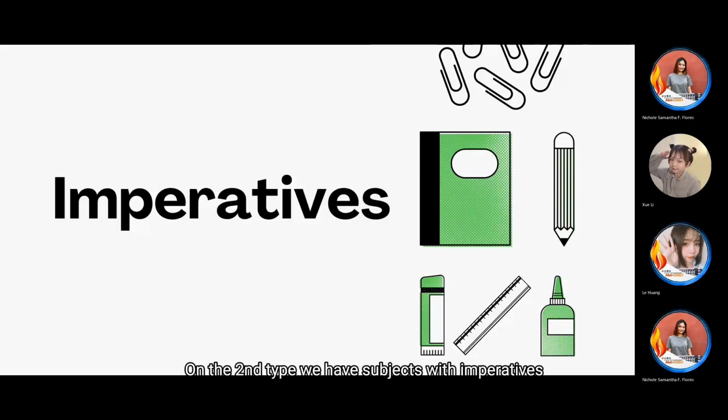On the second type, we have subjects with imperatives. With this type, we use names or subjects before putting the word that we use to make the sentence imperative. The two remaining types are the polite request and making suggestions with let's. We use polite request when we have the word please in our sentences, while on making suggestions with let's, we use the word let's. And to continue, I will be presenting an activity.